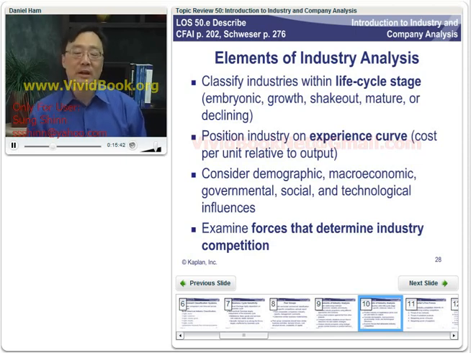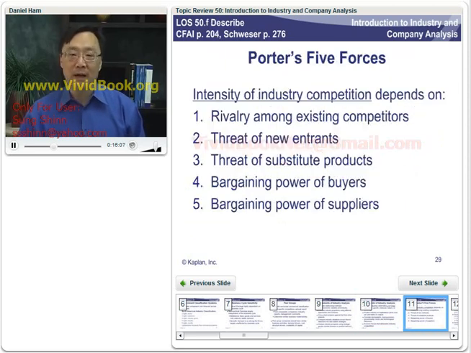There are 5 of these: demographic, macroeconomic, governmental, social, and technological influences, and we'll give you some examples in another slide. Which leads us to the 9th and one of the most important elements of industry analysis: the forces that determine industry competition. In order to determine this, we're going to talk about Porter's 5 forces.